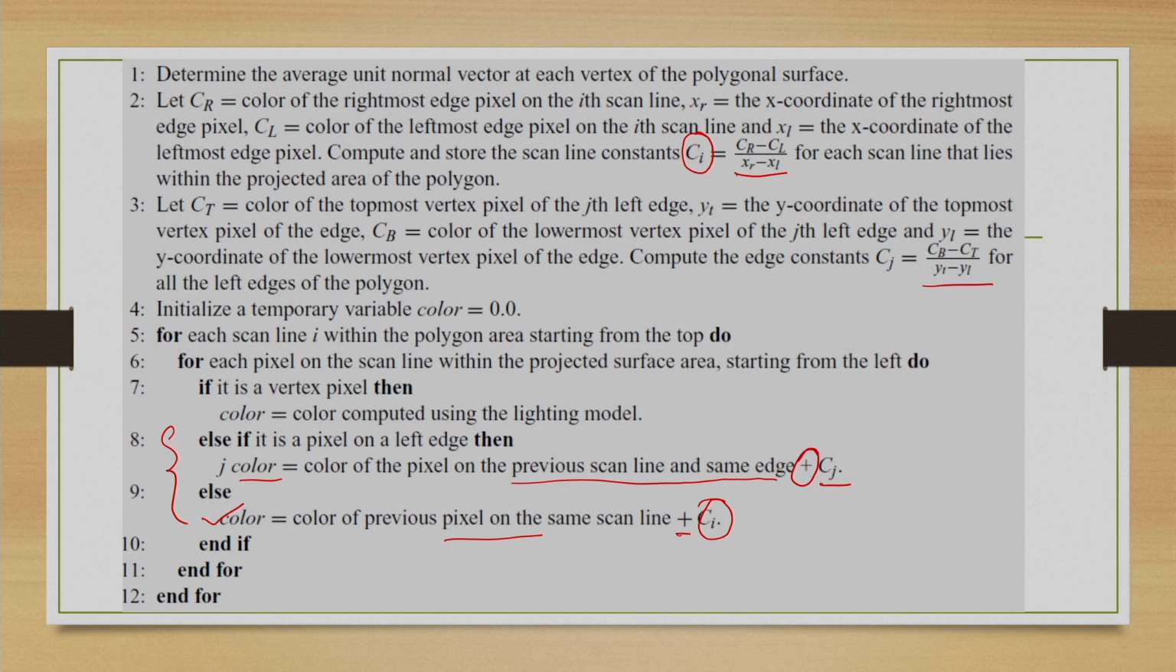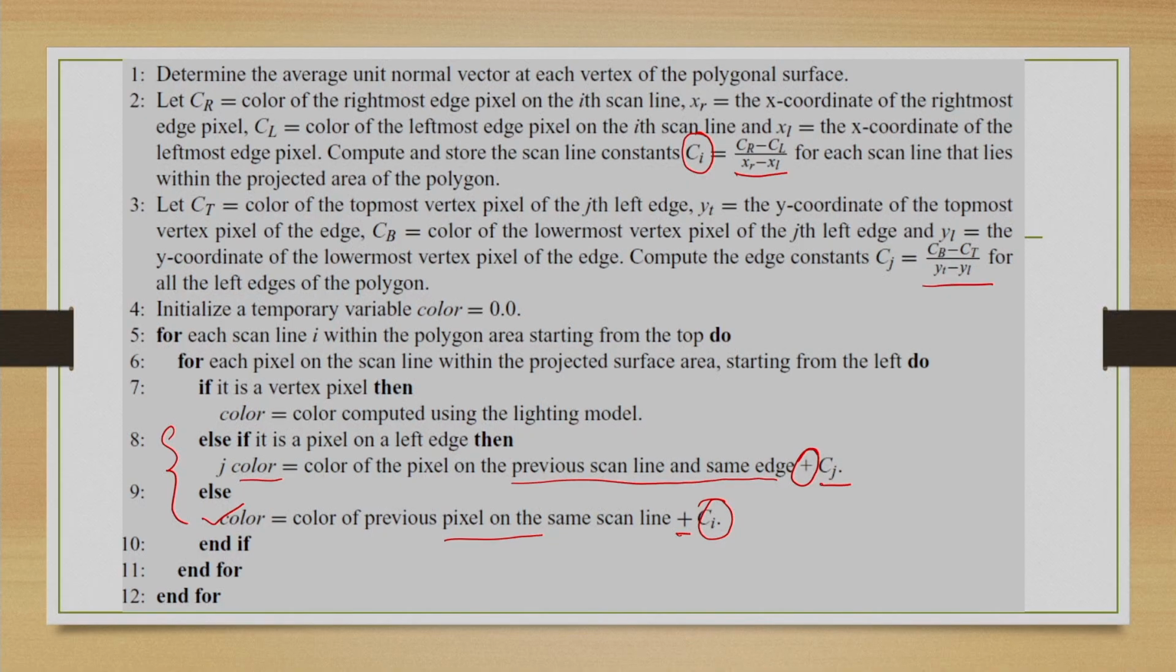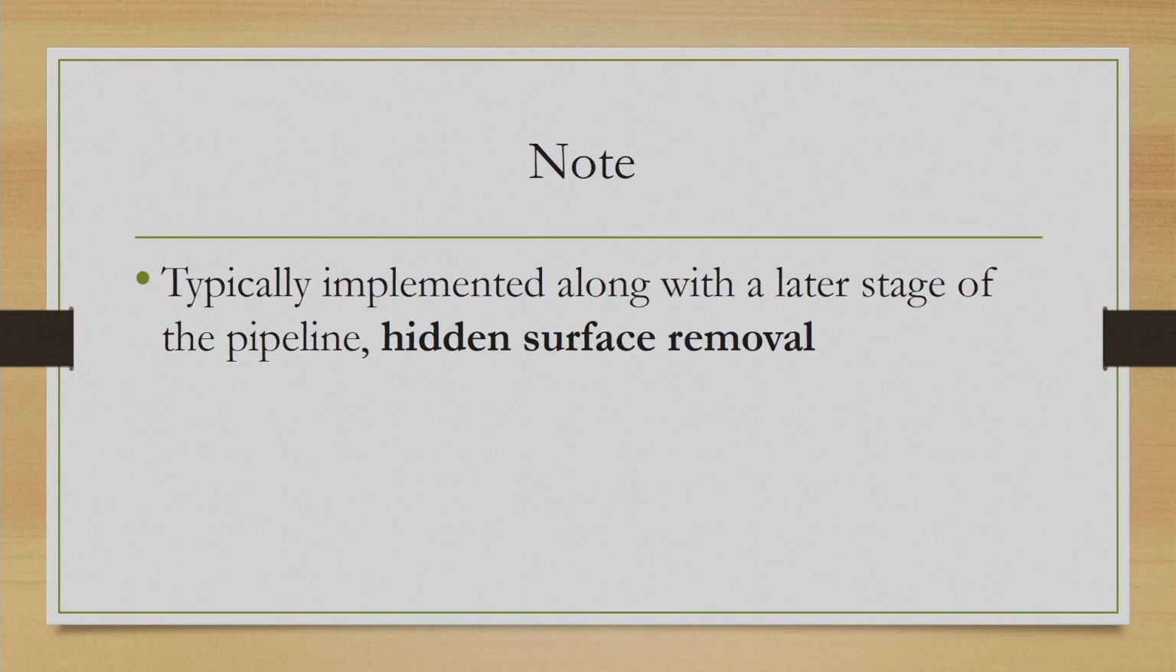The basic idea is that this linear interpolation can be computed using simply addition rather than the multiplication and division that are required if we are trying to do it in a classical way. So, this is a more efficient implementation of stage 3 of Gouraud shading.